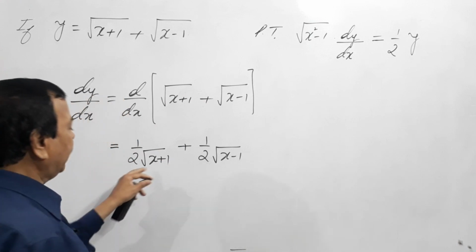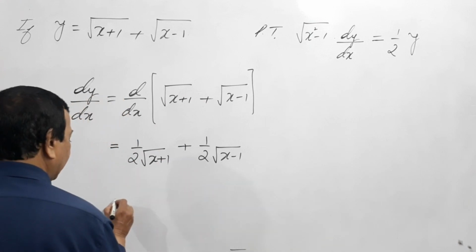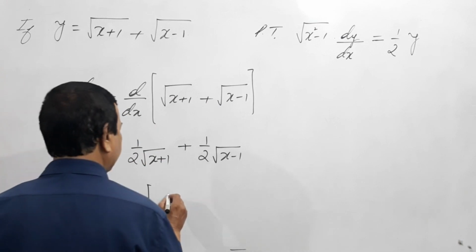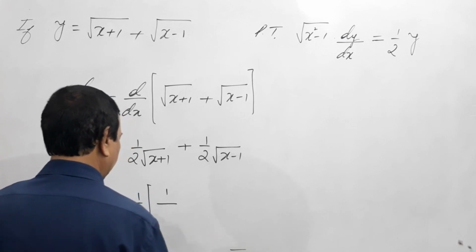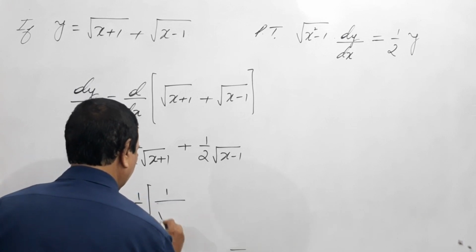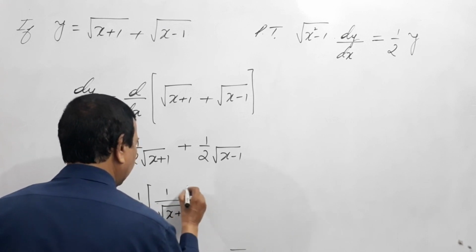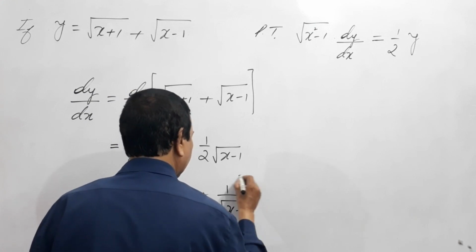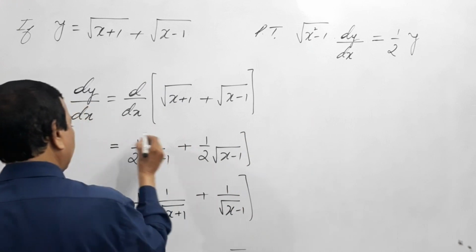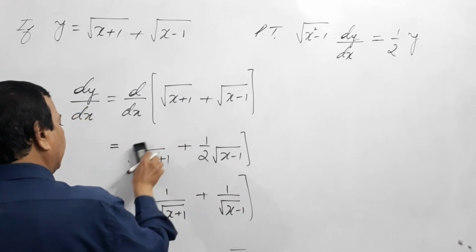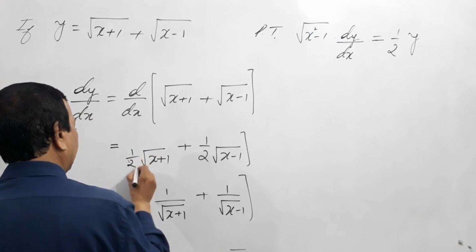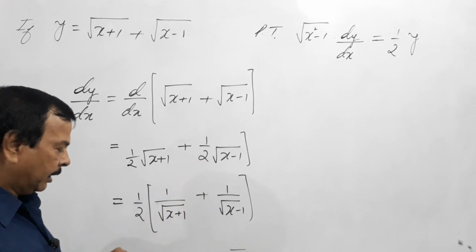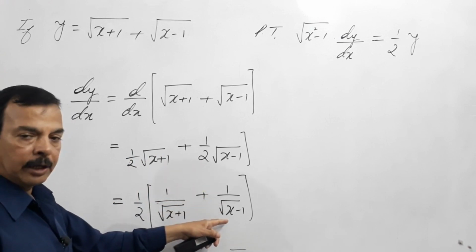So now you got this. What I will do, I will try to take common. What is common in this? Half. I will take half common. Then what happens here? 1 by under the root x plus 1 plus 1 by under the root x minus 1. Okay, sorry, I take this out. So I have taken a half outside, and we are left with 1 by under the root x plus 1 plus 1 by under the root x minus 1.